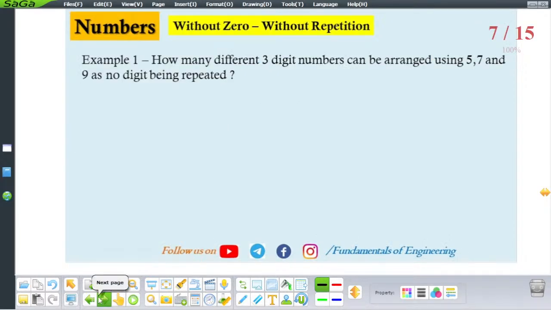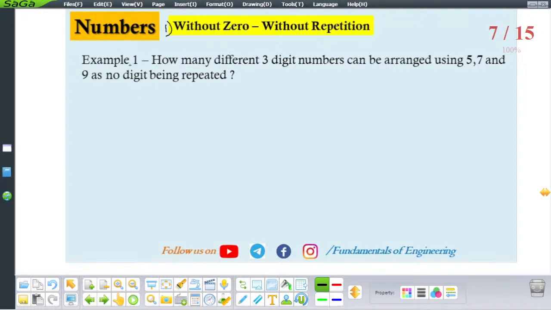Now we are going to discuss the examples for this numbers type. So the first type we are going to discuss is without zero, without repetition. That means digit repetition is not allowed and the digits do not contain zero. How are we going to arrange the numbers?